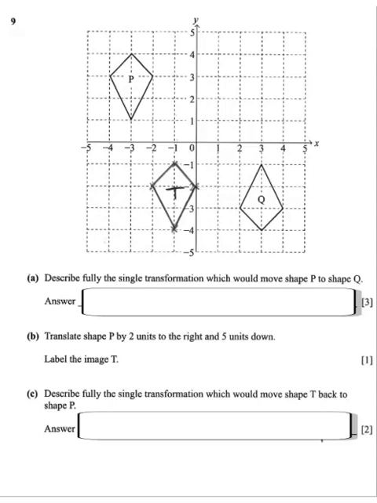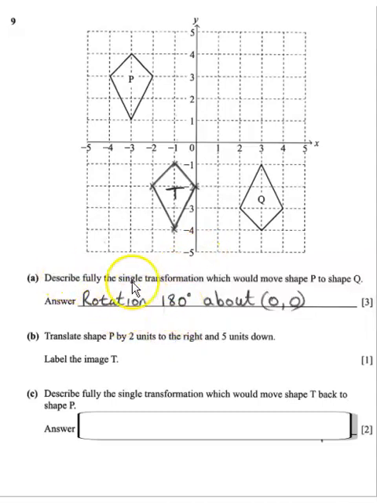Question 9 is a transformations question. So it says, describe fully the single transformation which would move shape P onto shape Q. So that's going from shape P to shape Q. You find it is a rotation. So to check that out, you would have tracing paper, and you would draw P on the tracing paper and just put your pen on 0, 0, and spin it around and see if it fits onto this. And it does after 180 degrees, so it's a half turn. So it's a rotation of 180 degrees about 0, 0, which is where your pen was.